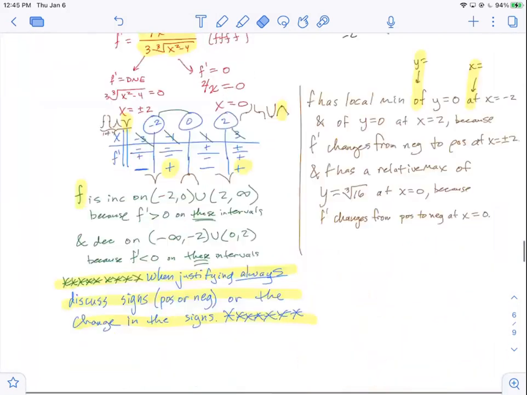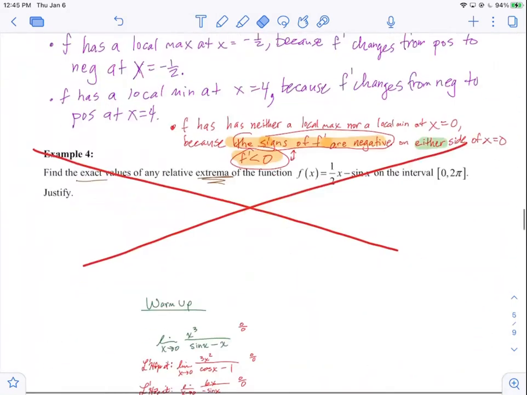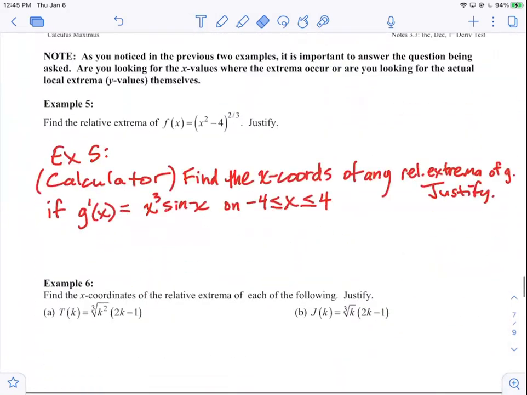All right. Let's come back up here. Or down here. Yeah.